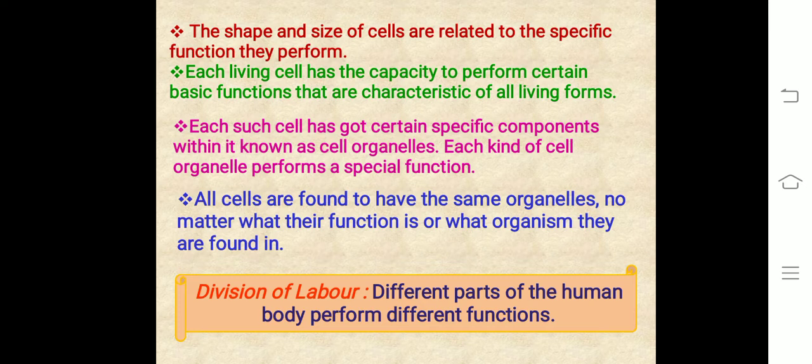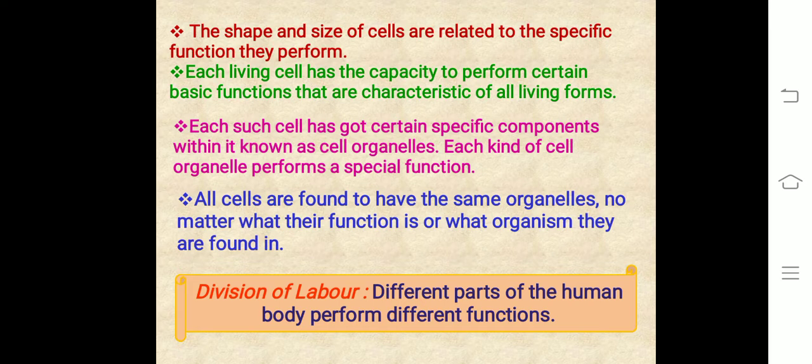Some cells like amoeba have changing shapes. In some cases, the cell shape could be more or less fixed and peculiar for a particular type of cell. For example, nerve cells have a typical shape. Each living cell has the capacity to perform certain basic functions that are characteristic of all living forms. Now, the question arises, how does a living cell perform these basic functions?